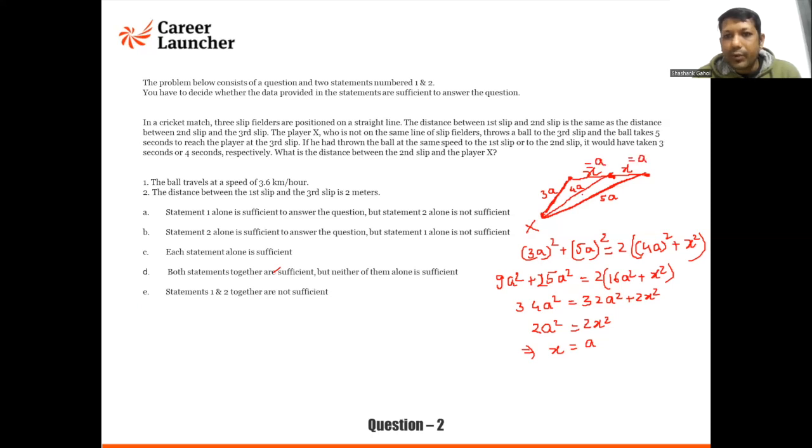This is also equal to A. Now this is 3A, this is 4A, this is 5A, and this is A, this is A. So that is only true if x is also standing in the straight line. So this distance is 3A. This is first slip.